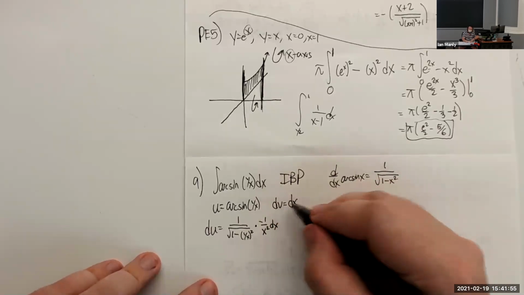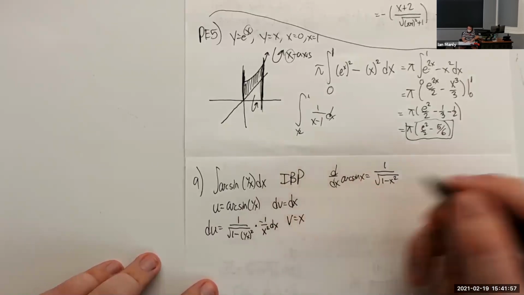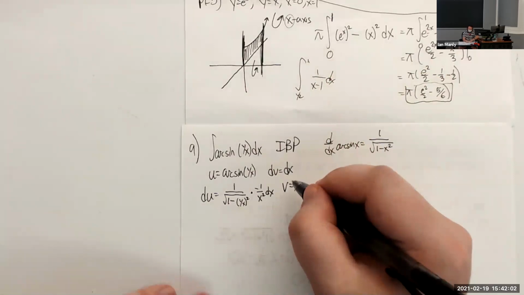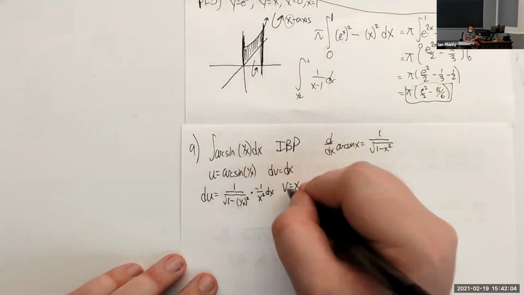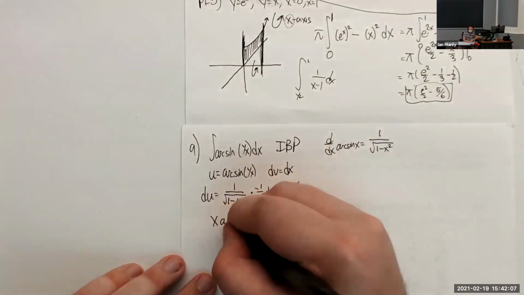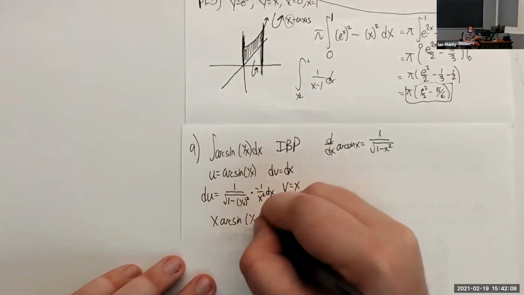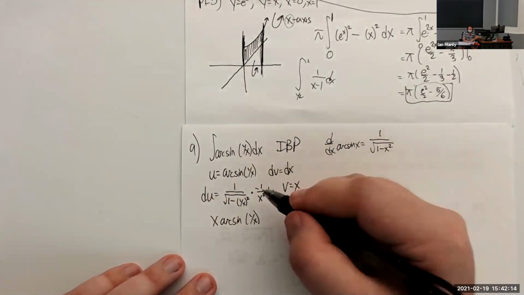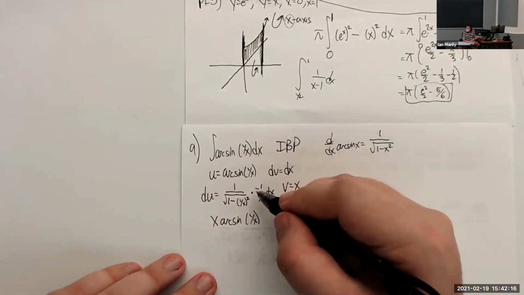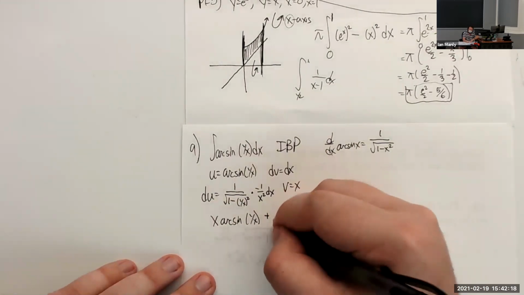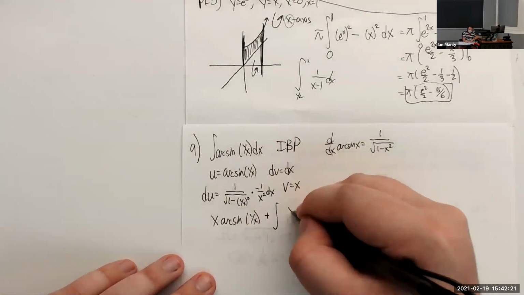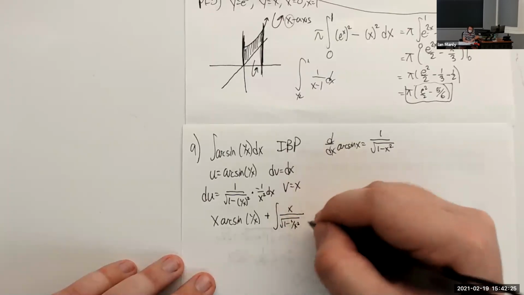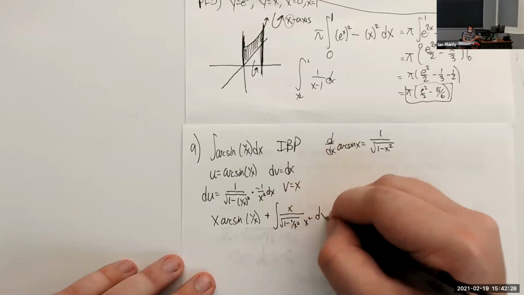All right. And then when we have dv is dx, that means that v is going to end up being x right here. Now we're ready to put everything together. We're going to have u times v, so that's x arc sine of 1 over x minus the integral of v du. But we're subtracting a negative right here, so that's going to end up making things positive. And then we have x times the square root of 1 minus 1 over x squared, and then we have x squared.